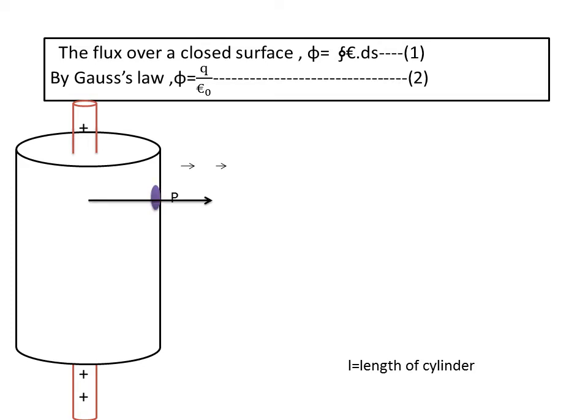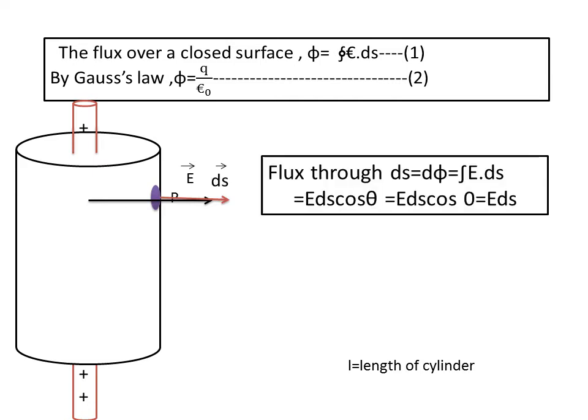Electric flux passes out through P, and the area vector ds also points in the same direction. So flux through ds, d phi equal to E dot ds. As both are in the same direction, we can write E ds cos theta is equal to E ds cos 0. Cos 0 is equal to 1. Therefore, d phi is equal to E ds. Now we can consider the cylinder to be made up of a number of small areas like this.